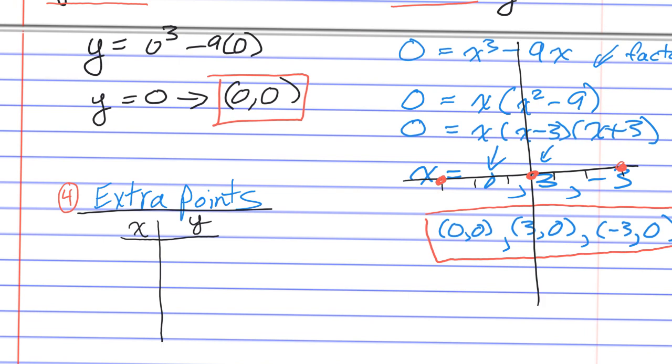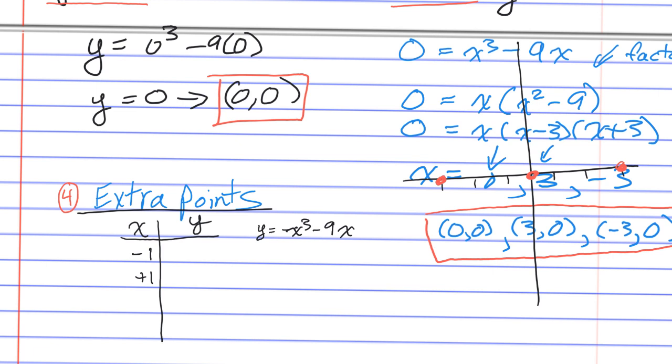So we take these extra points and plug them into our original equation, which was y is equal to x cubed minus 9x. We'll pick a couple of points. We'll take negative 1 and positive 1 because they are symmetrical about the origin, so it'll give us almost the same points.